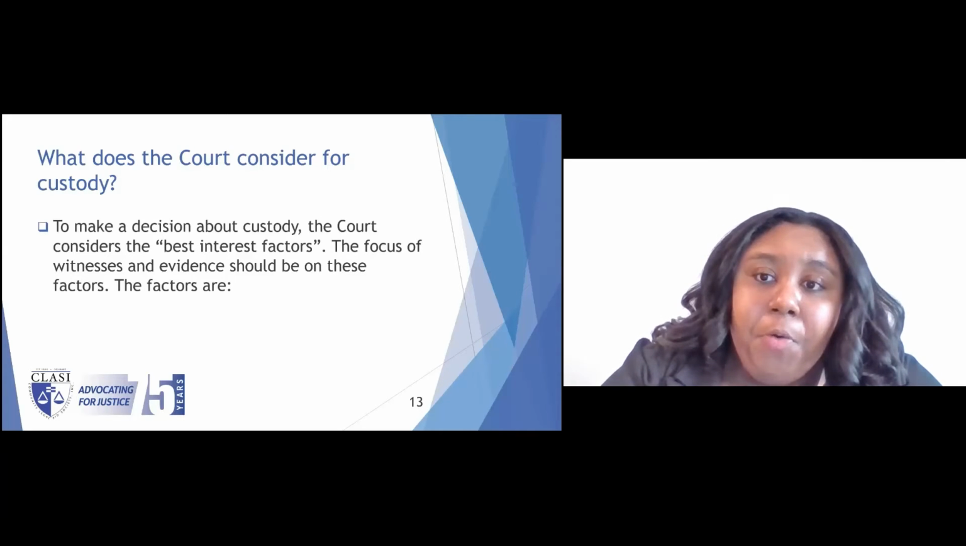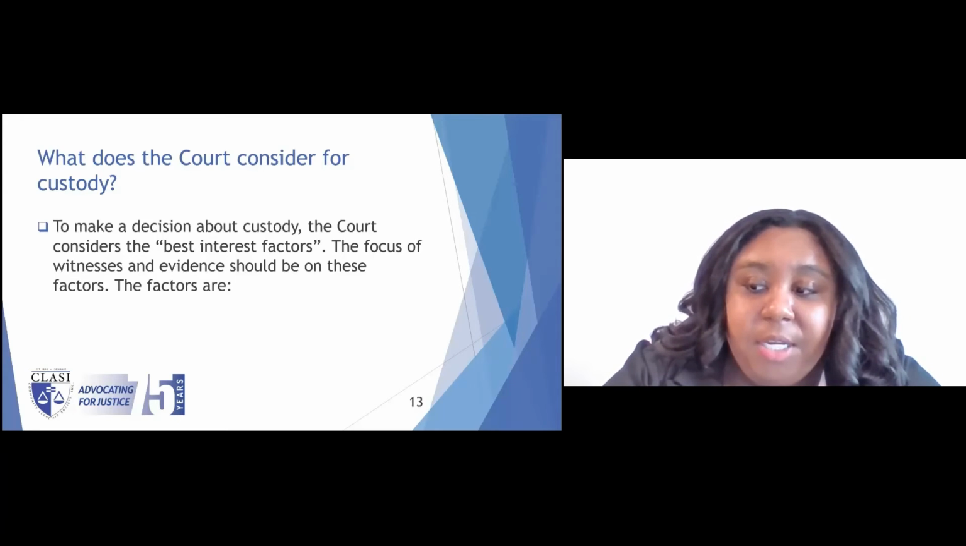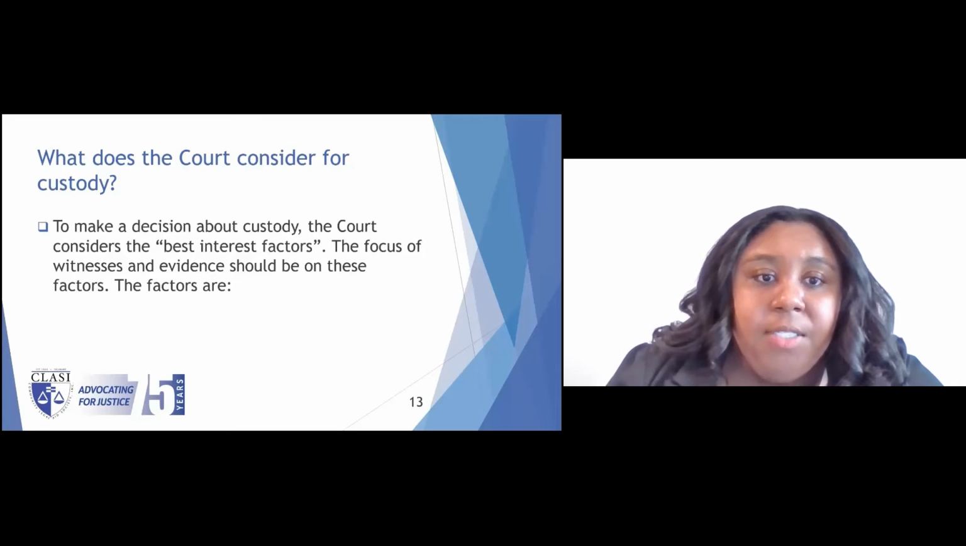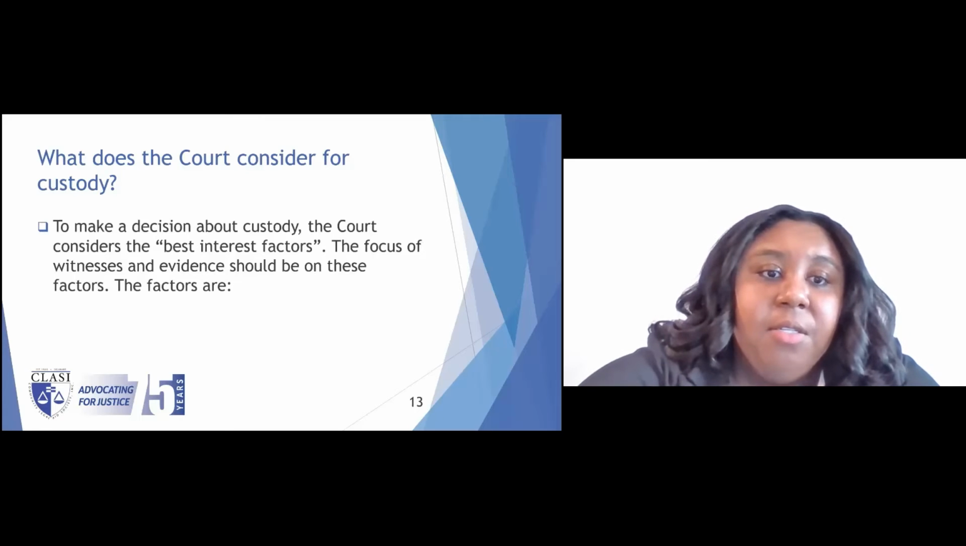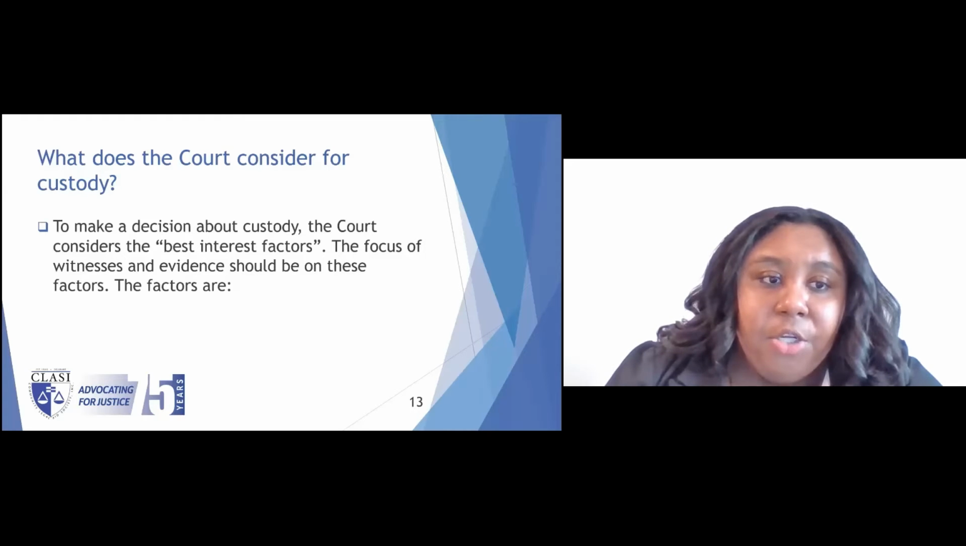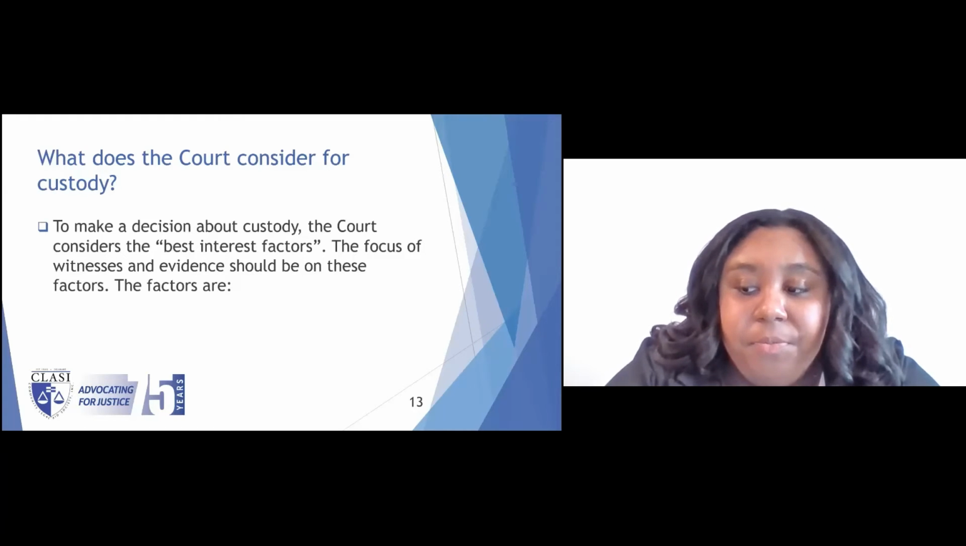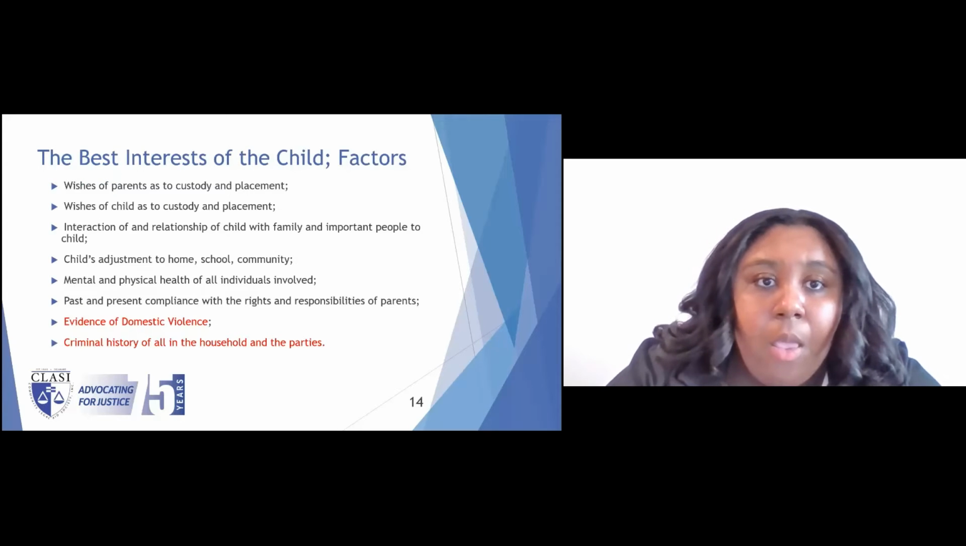Next, we're going to go over the things that the court considers when determining custody. To make a decision about custody, the court considers the best interest factors. The focus of your witness and evidence should be on these factors. I will now go over them.